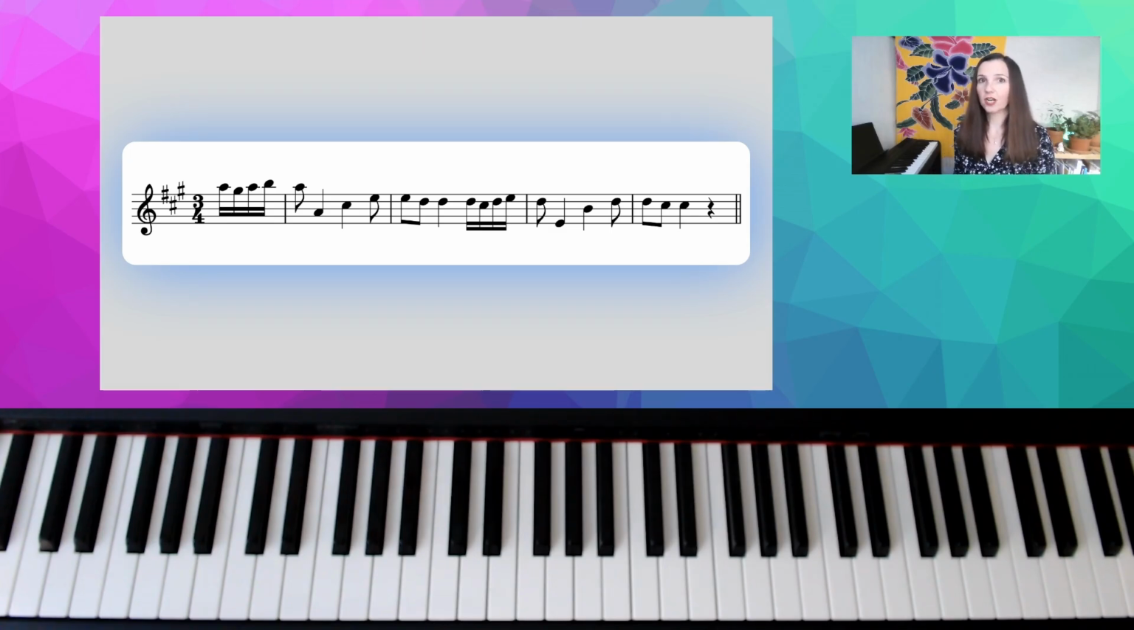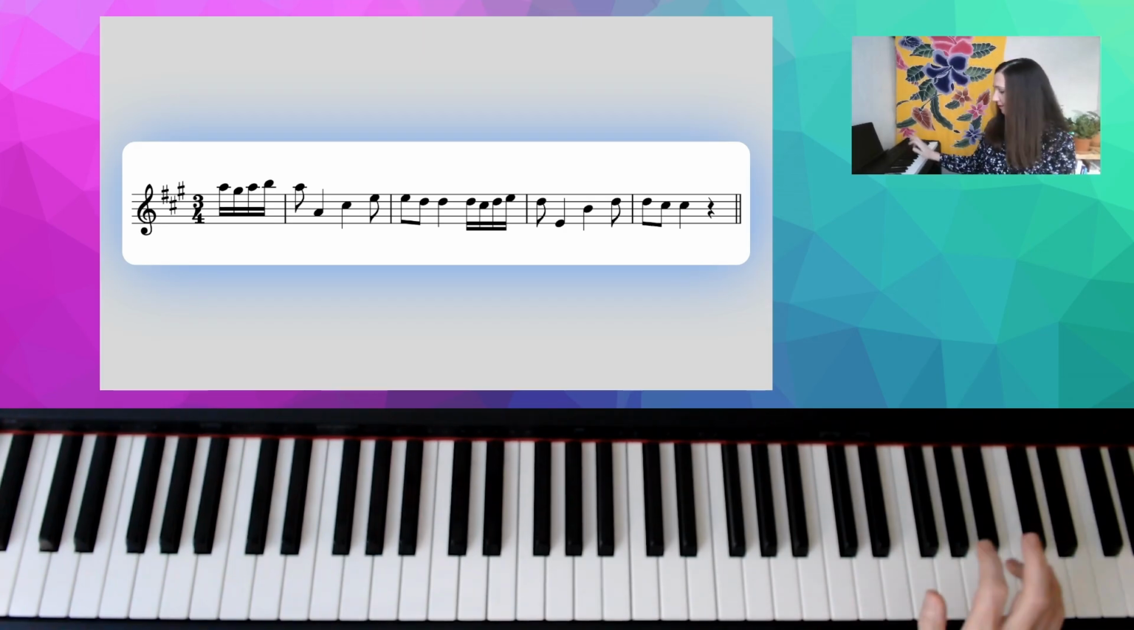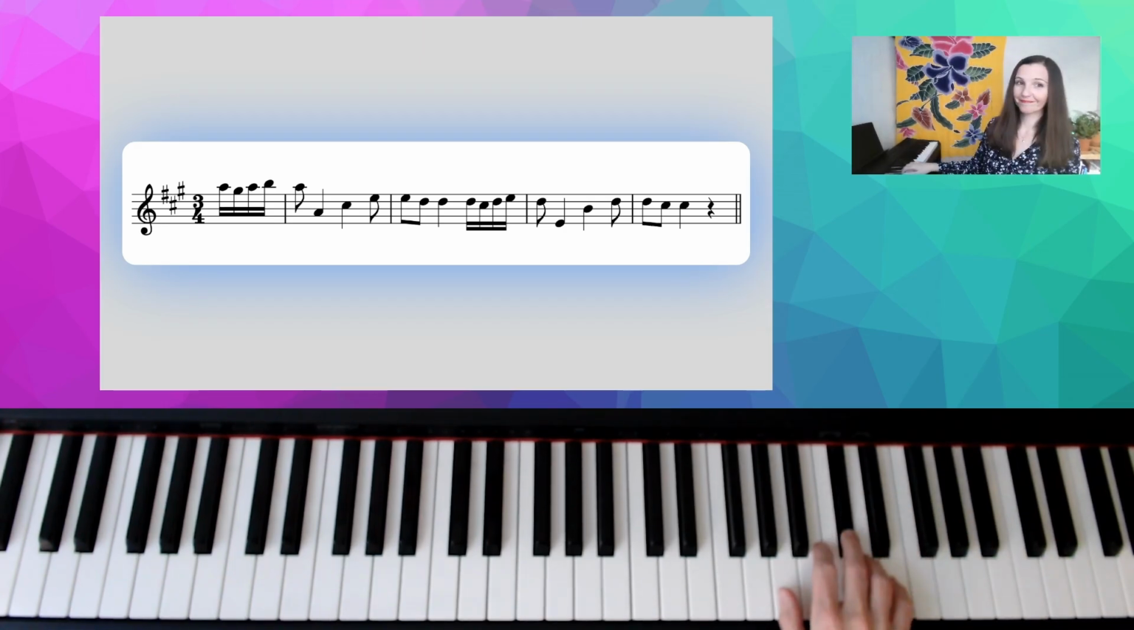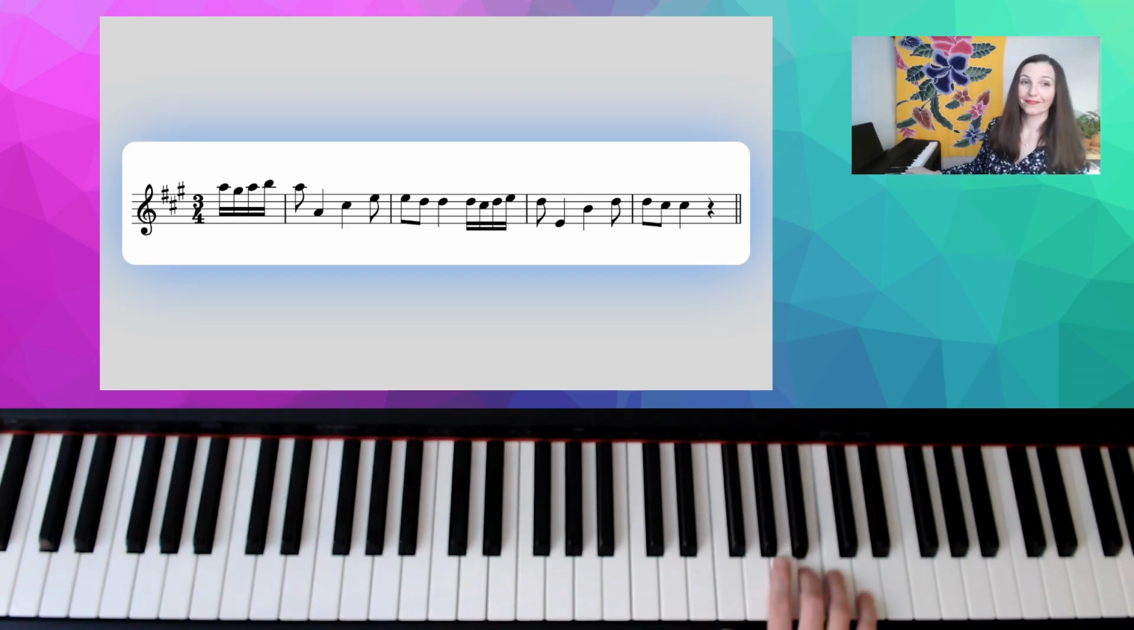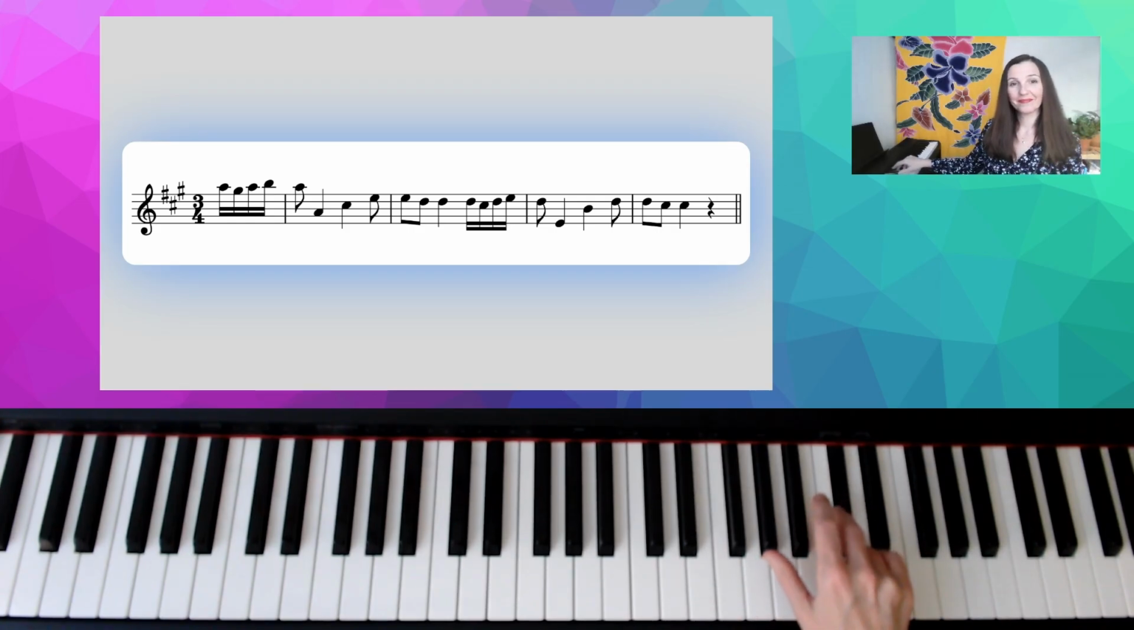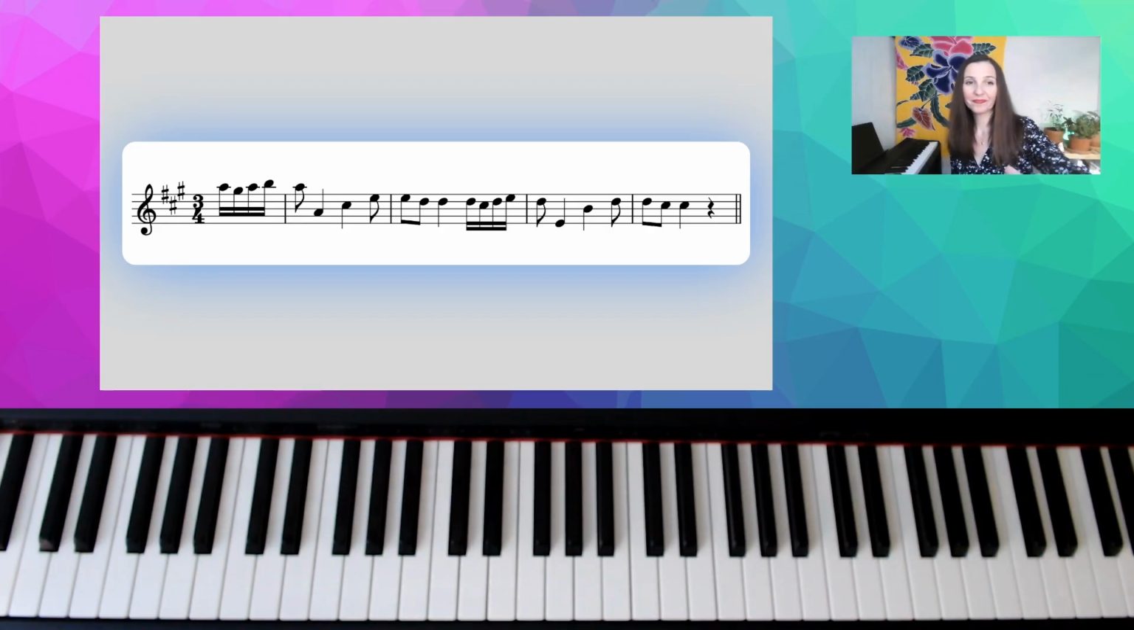What creates structure in music? Repetition. So I want you to listen to this melody one more time and listen to the repetition. What do I play twice? So a rhythmic pattern, a rhythmic motif, divides my melody into two parts.